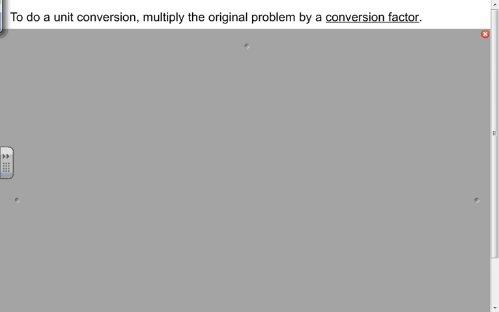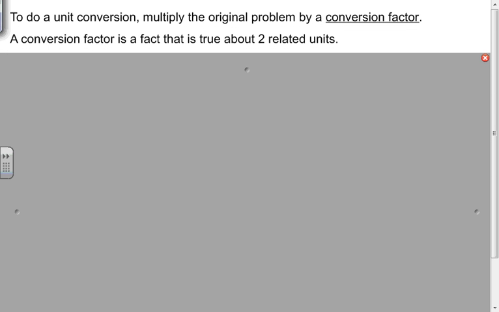Next type of problem we have to do is called a unit conversion. Conversion means to change from one to another. And so I'm going to change the units that are in the problem to another type of unit. In order to do a unit conversion, you have to multiply the original problem by what's called a conversion factor. If you look at the word factor, the beginning of that is fact. Okay? A conversion factor is a fact that is true about two related units.